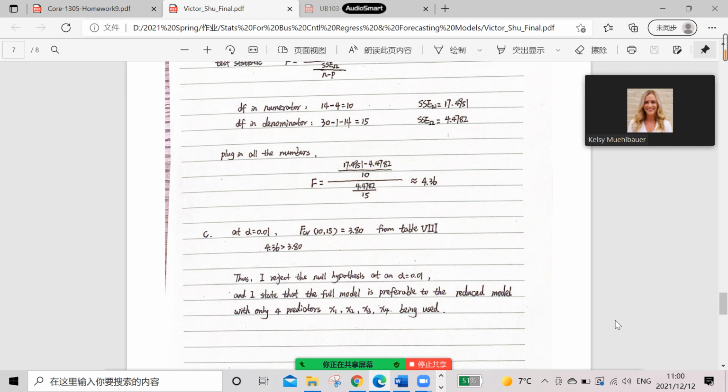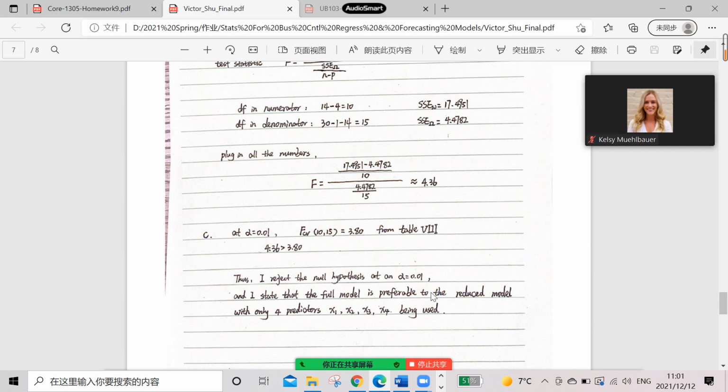Is this always the case that you find the critical value, and if that is bigger or smaller than your F value, then you take the model with more predictors? If we reject the hypothesis, right? Because here, in order to compare which one is preferable, I have to conduct an F test.